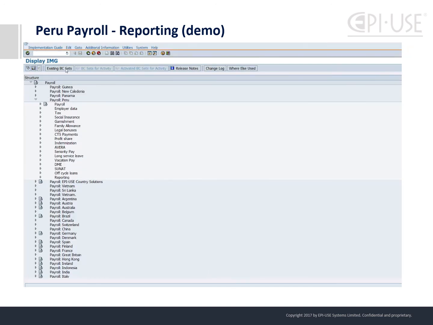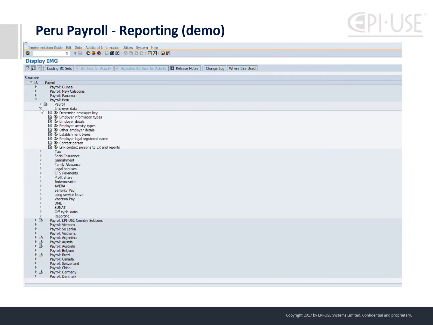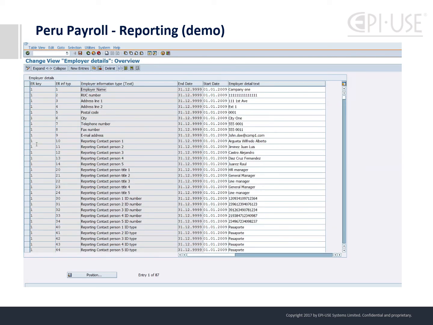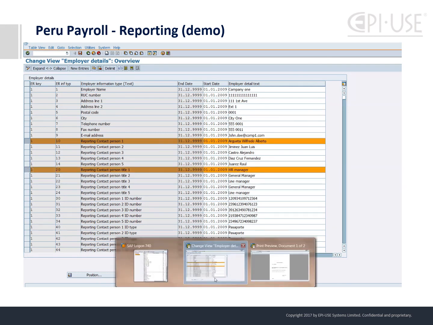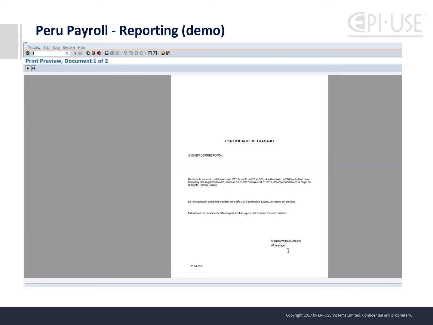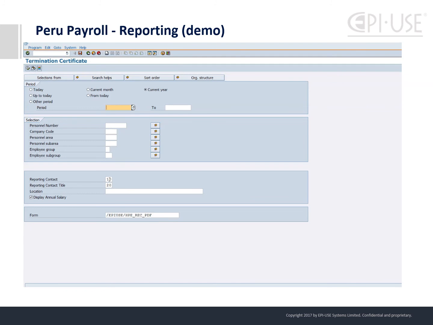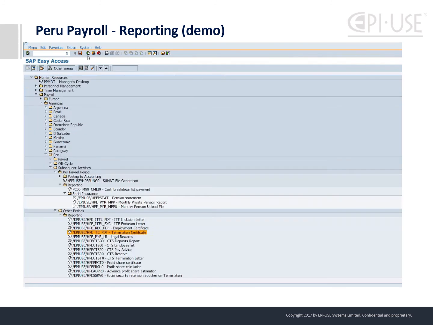So again, if we go back to the IMG, the Payroll Peru, there's a section employer data, different employer keys that we can set up, employer details, and in here we see there's a contact person and a title, HR manager. So if we go back to this report, we will see this is printed here, and this can all be specified by the reporting contact. So there's a link back to the table. So this is also possible.